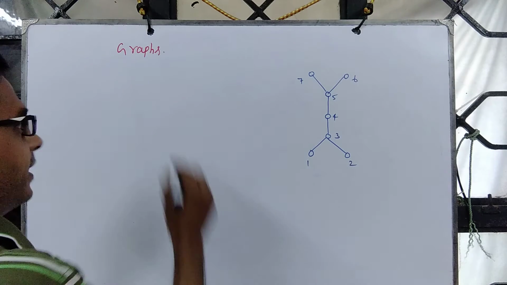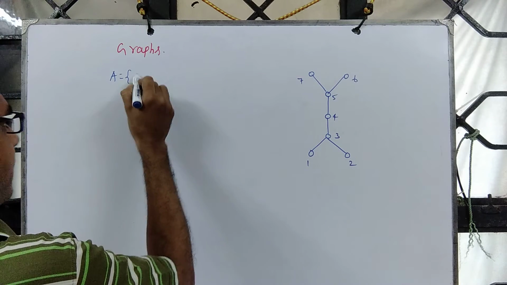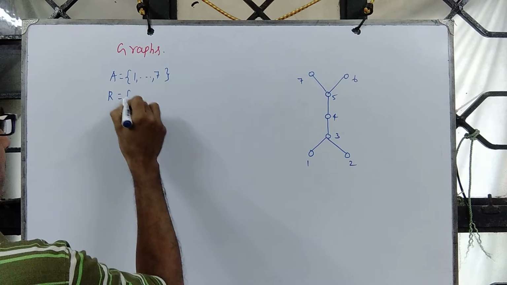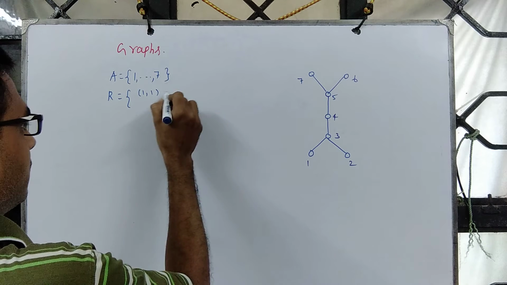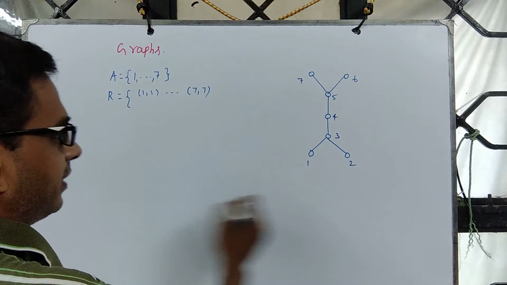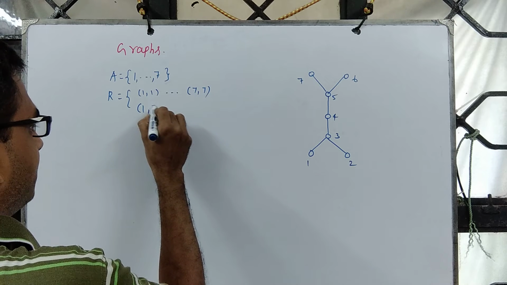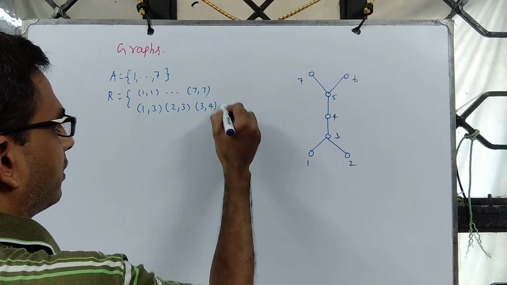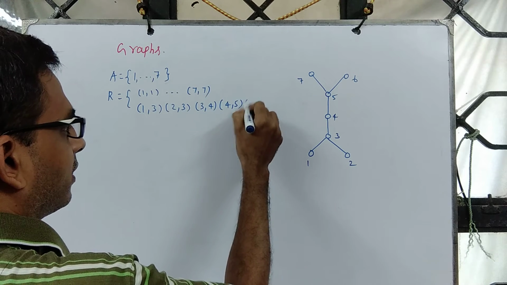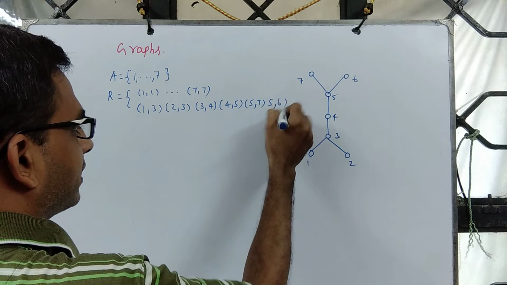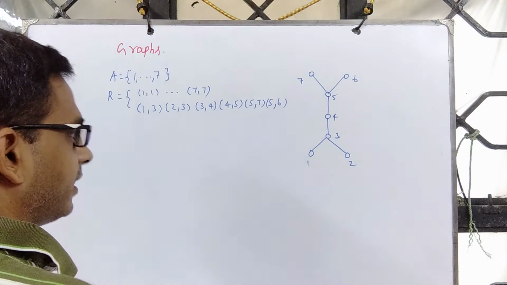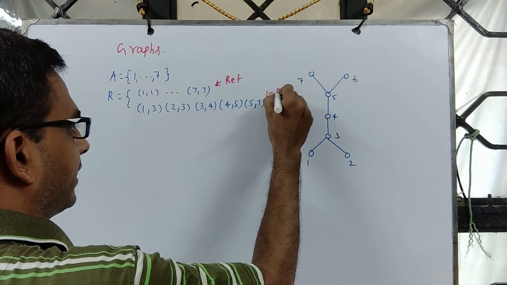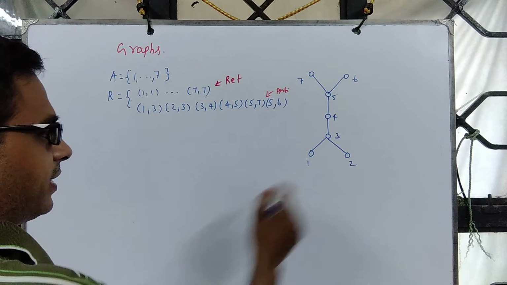So the underlying relation, if you look at it, the set has 7 elements and R has 1,1, so on up to 7,7. This is reflexive arcs. Apart from that, the antisymmetric arcs like 1,3; 2,3; 3,4; 4,5; 5,7 and 5,6. This is antisymmetric. Apart from that, there are transitive arcs.